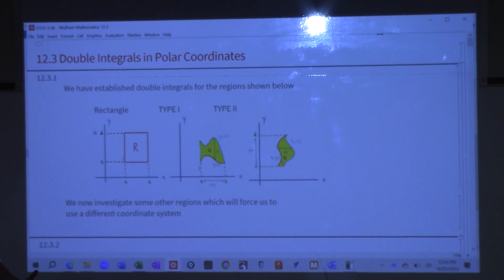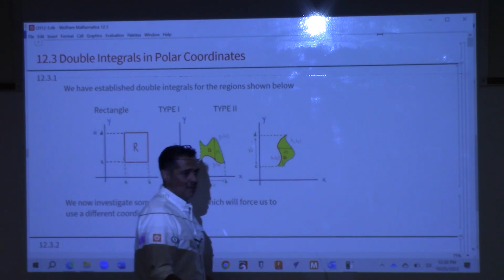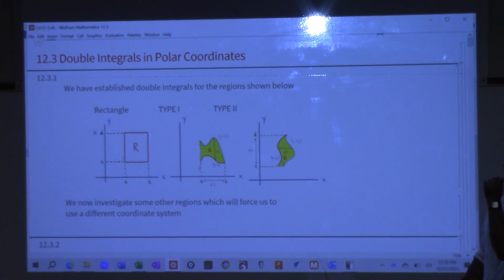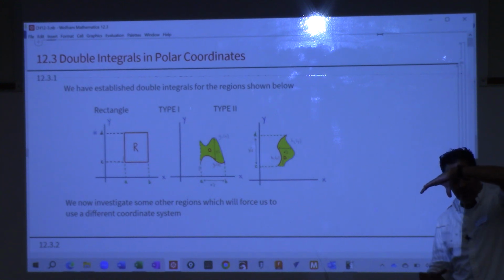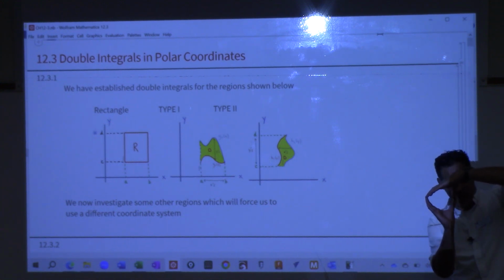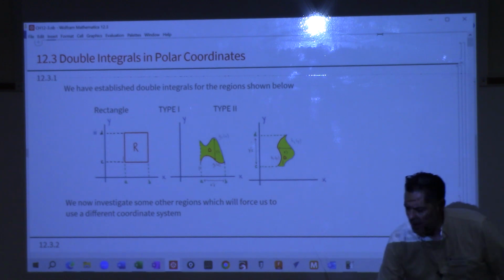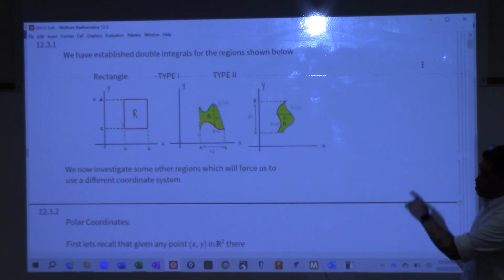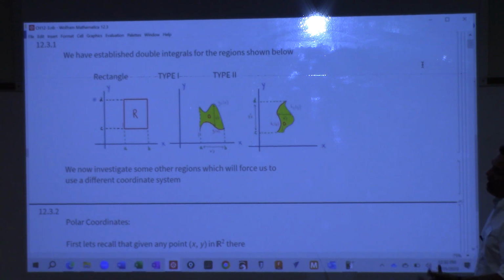For example, a circle. A circle is not a type 1 or type 2, right? I mean, unless you could do a circle as a type 1, but you'd have to have a function on top that draws the top half and a function on the bottom that draws the bottom half. And that could be done, but it would be a little complicated. So in order to deal with things that are not shaped like this, we have to switch our entire coordinate system over to a different coordinate system. And it makes it easier for us to deal with certain things.